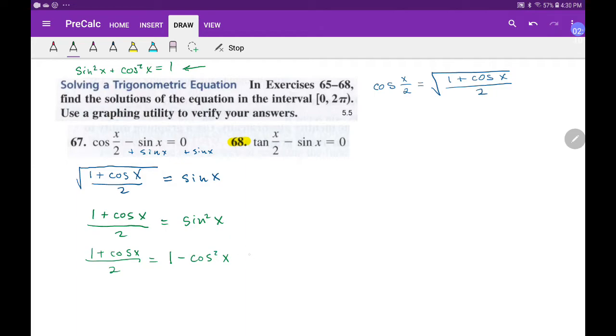Okay, so let's multiply everything by 2. I think I'll come up here and finish up here. I have 1 plus cosine x is equal to 2 minus 2 cosine squared x. And I suppose I'll move things to the other side, and I will end up with 2 cosine squared x plus cosine x minus 1 equals 0. Okay, so everything's collected on one side, and the question is, can I solve this?